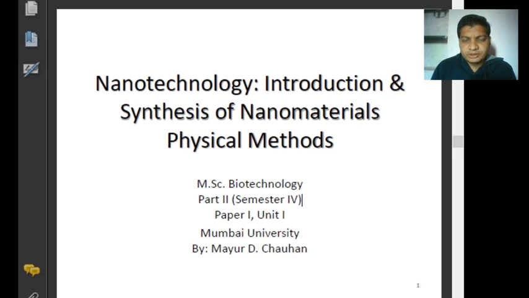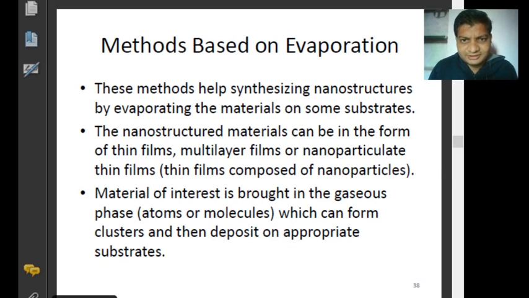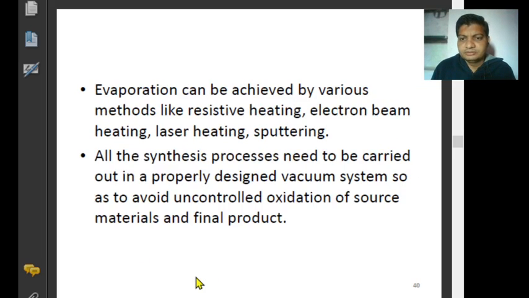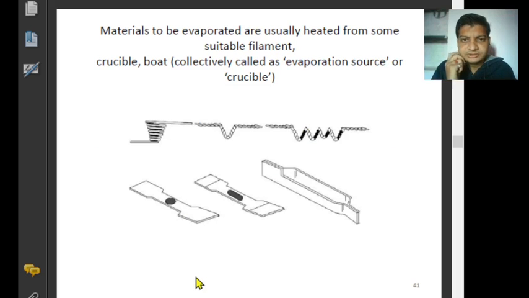And now we will see a quick recap of yesterday's lecture. We have seen yesterday the method based on evaporation. We have seen some theoretical part of it. Then we studied the structure of these evaporation methods, how they work using tungsten and others. Then the crucible is there, and then what is meant by monolayer and multi-layer. So that we have studied in the last lecture.